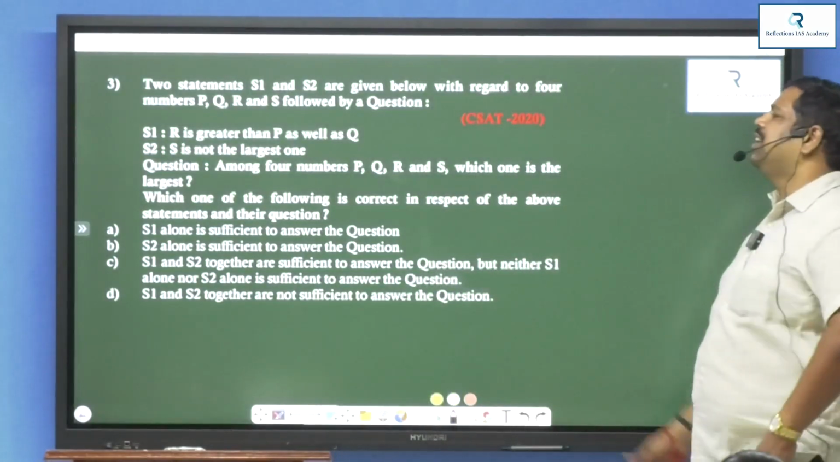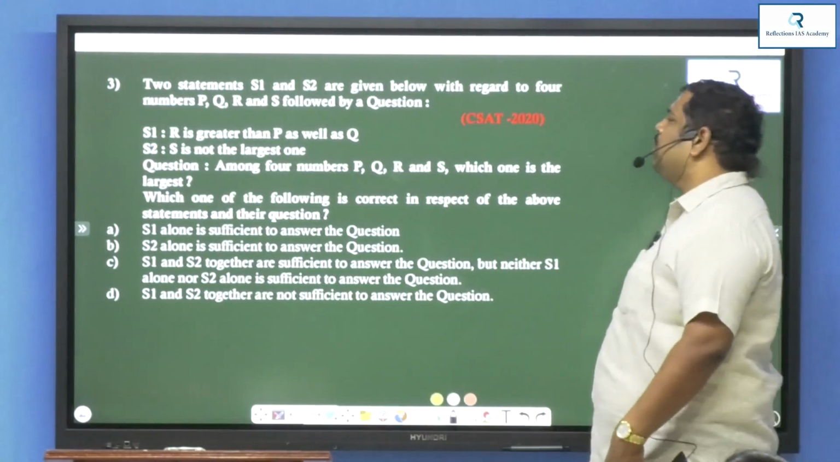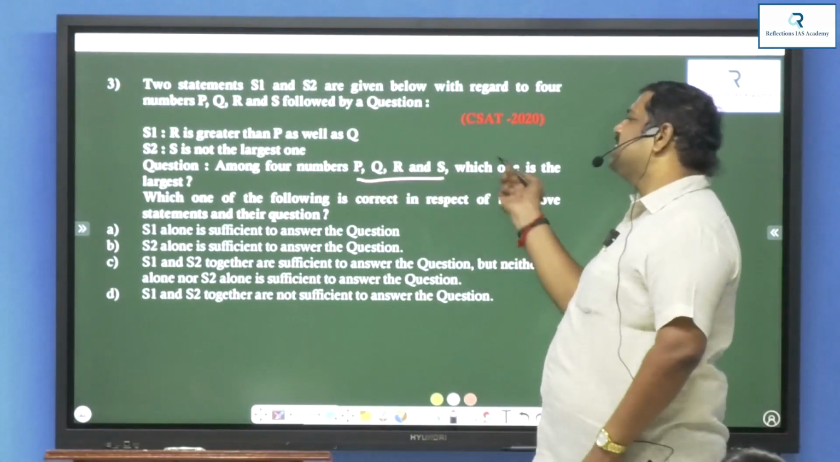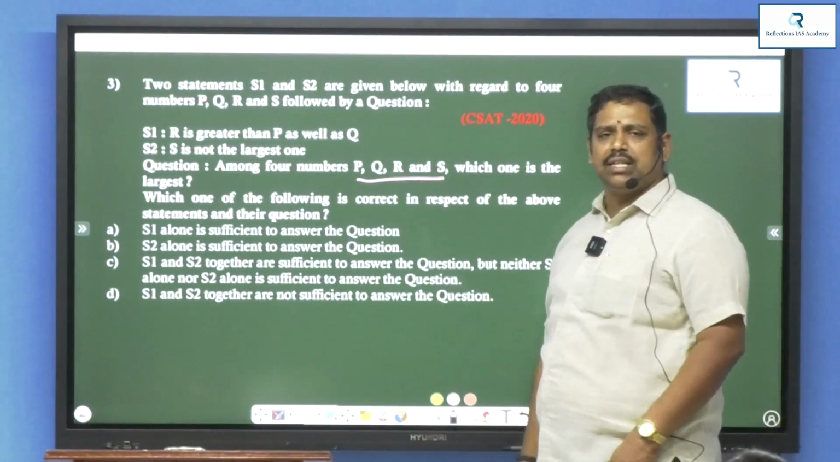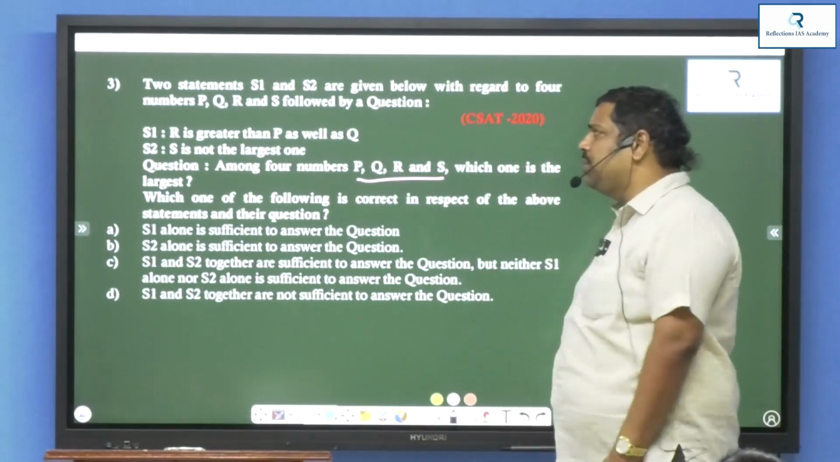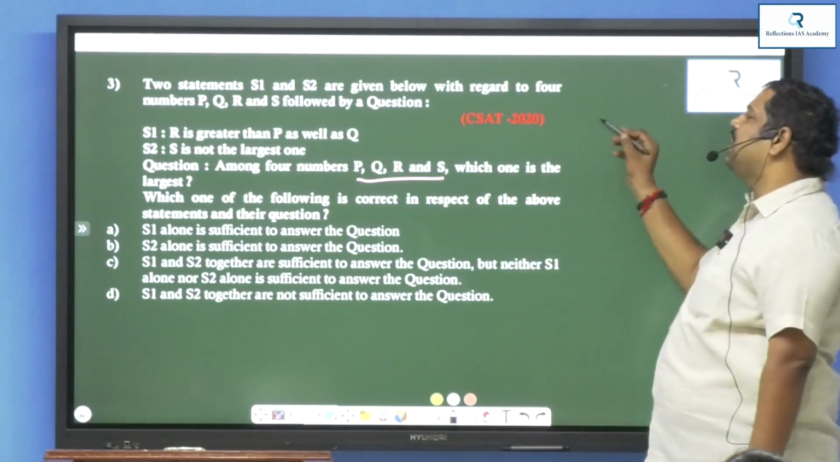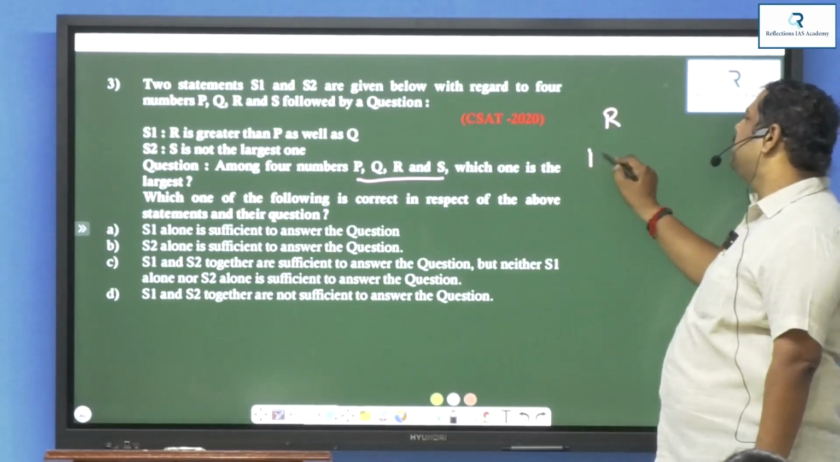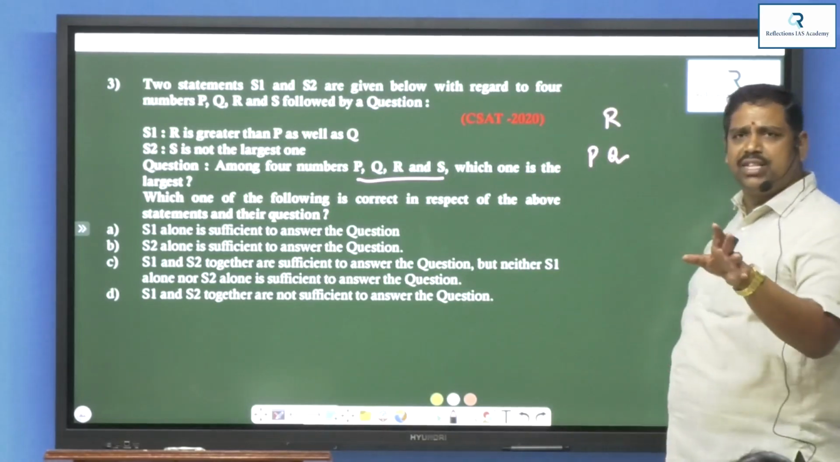Okay, two statements. Yeah, question. Let's go. Among four numbers P, Q, R, and S, which is the largest? See the first statement. R is greater than P as well as Q. Here R is greater than P, Q, but among P, Q, I don't know which is greater.